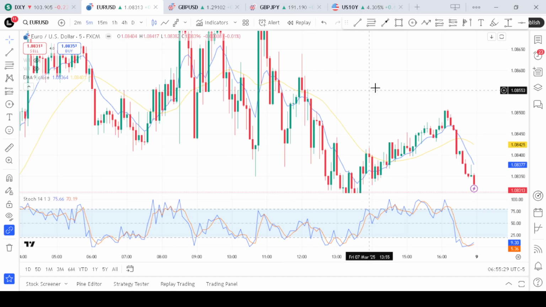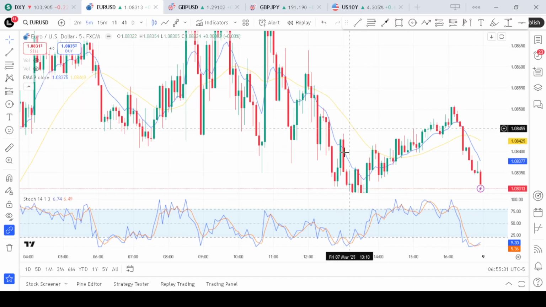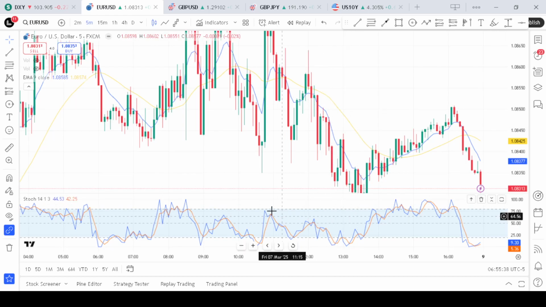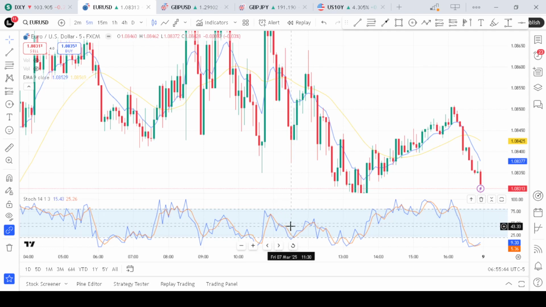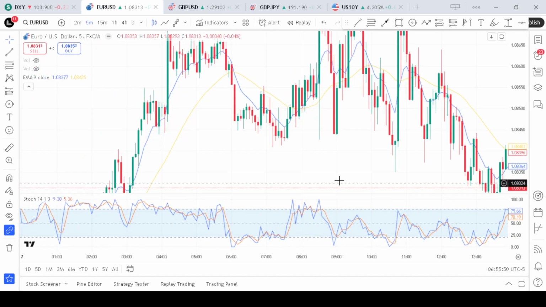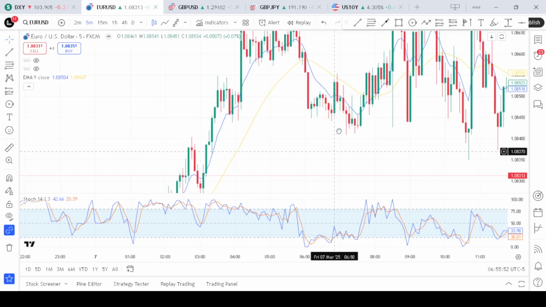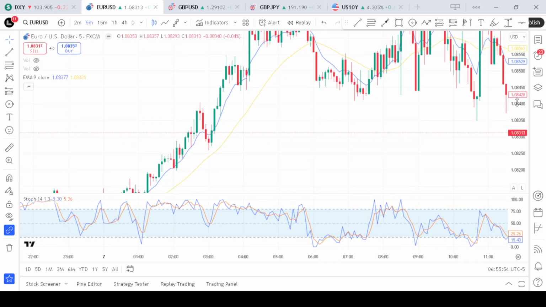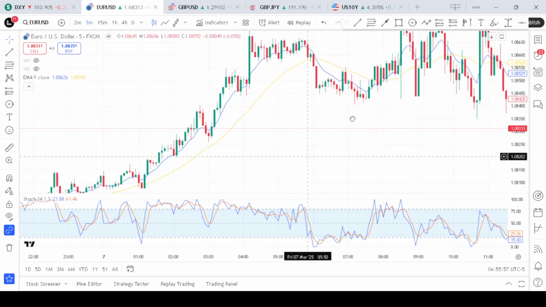So this is what we are looking at in the chart. We also look at the stochastic oscillator moving out of the overbought region, which is moving out of the 80 region, meaning it's going out of the overbought zone. Only enter when both conditions align to increase your chances of success while trading this scalping strategy.